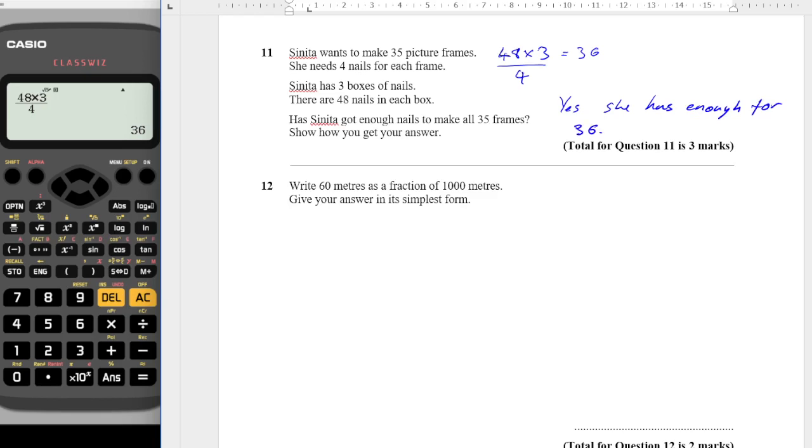And you could have done that a different way. You could have said 48 times by 3 equals the number of nails that she has. 35 times by 4 equals the number of nails she needs, and that she's got more. That would be absolutely fine too.